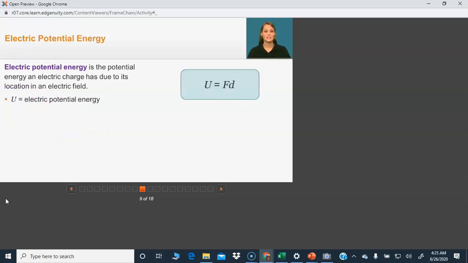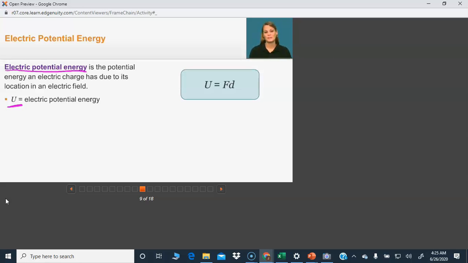The potential energy an electric charge has due to its location in an electric field is known as electric potential energy. And most of the time, PE is used for potential energy. But now we're using a capital E to represent electric field, so the electric potential energy of a charged particle will be represented by a capital U to avoid confusion.